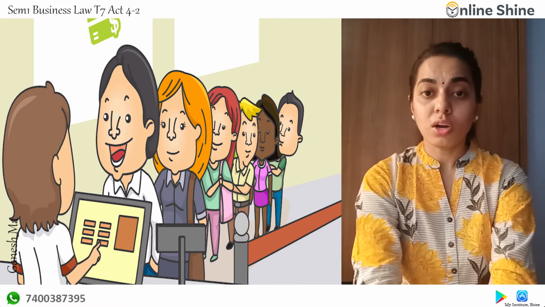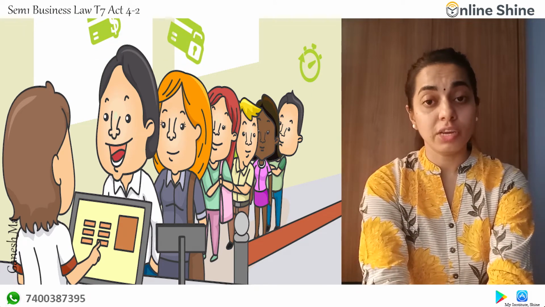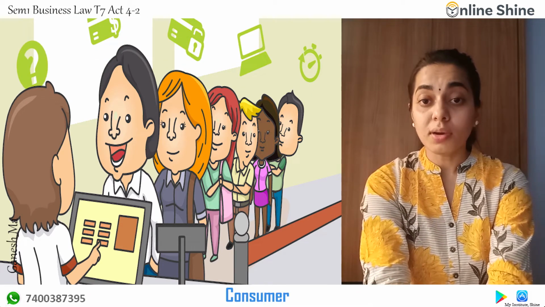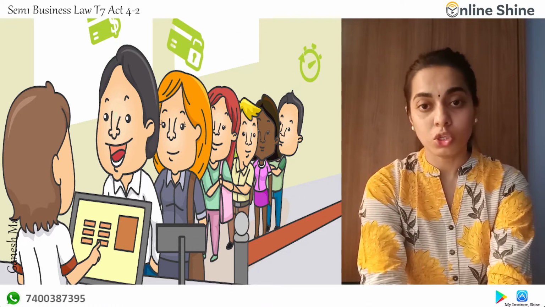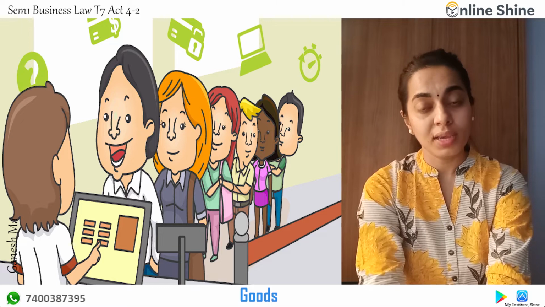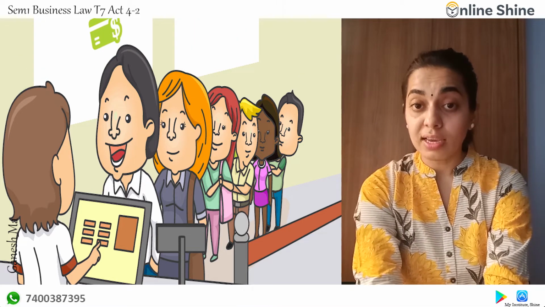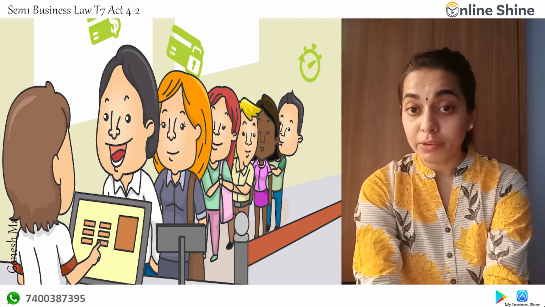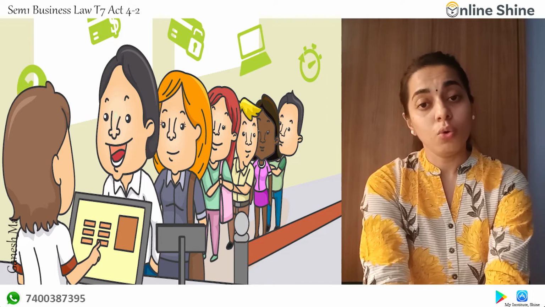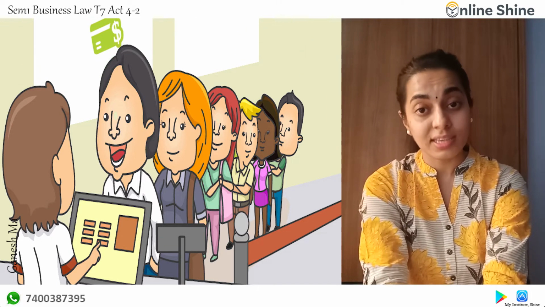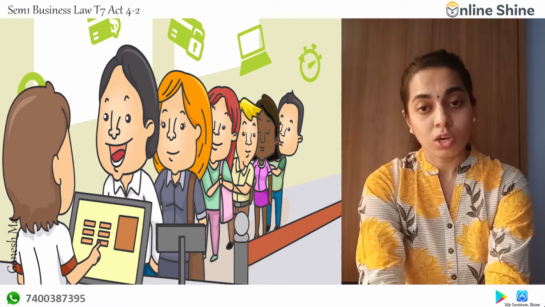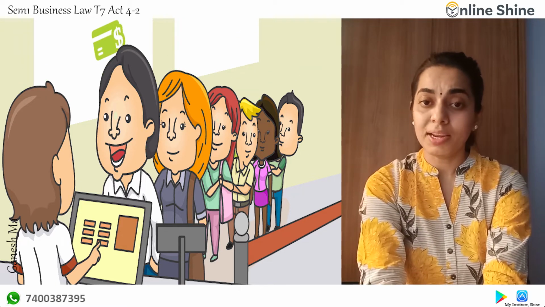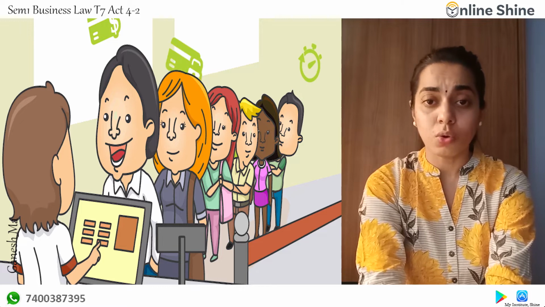The next part is section 2(1)(d), which defines consumer. Broadly, any person who is consuming particular goods can be called a consumer. Specifically, a representative of the consumer, or a person whose death has taken place, can also be called a consumer. So a consumer simply means a person who is consuming the goods.